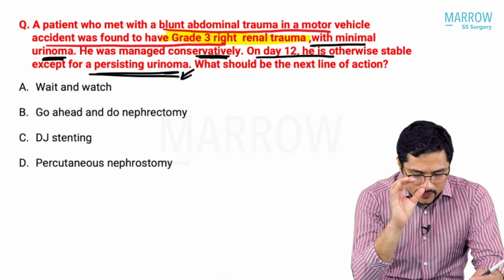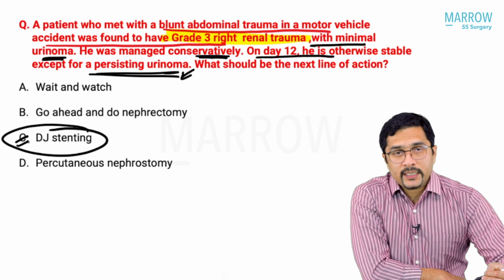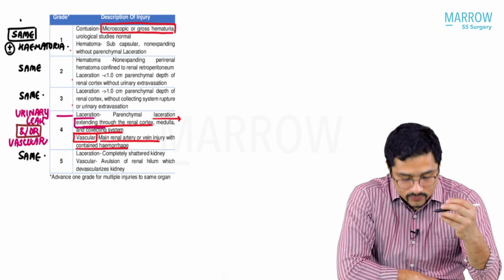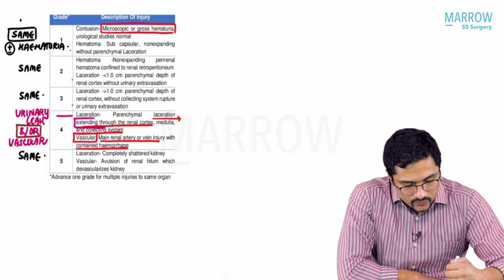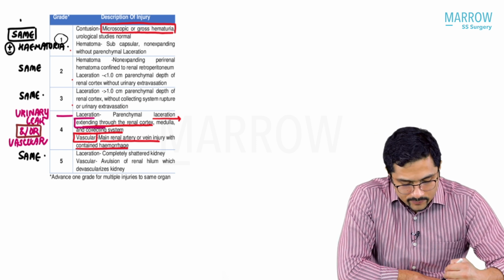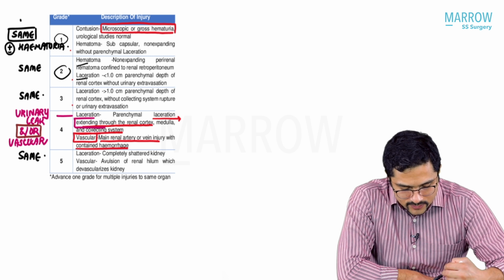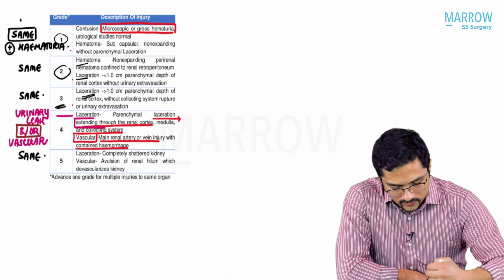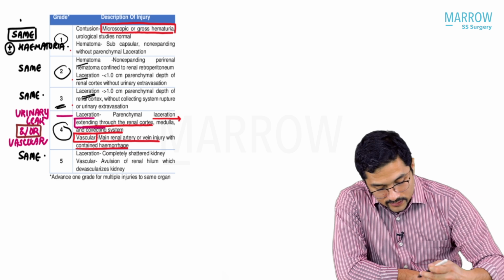So if the urinoma is persisting, what we should do is we should do DJ stenting, right? So this is grade 3, I've told you, injury was there. So you can see here grade 1 is when there is hematuria. Grade 2 is when there is a hematoma or laceration. 3 is when there is laceration. Grade 4 is when there is urinary leak or there is vascular injury.